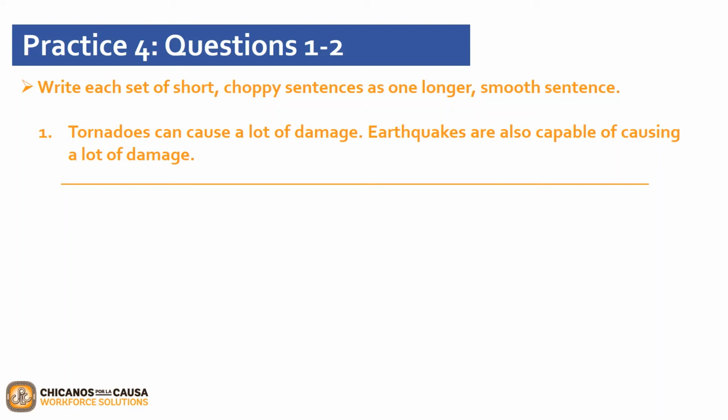The first sentence states, "Tornadoes can cause a lot of damage. Earthquakes are also capable of causing a lot of damage." How would you rewrite this sentence? The correct way you would rewrite this sentence is, "Tornadoes and earthquakes can cause a lot of damage."